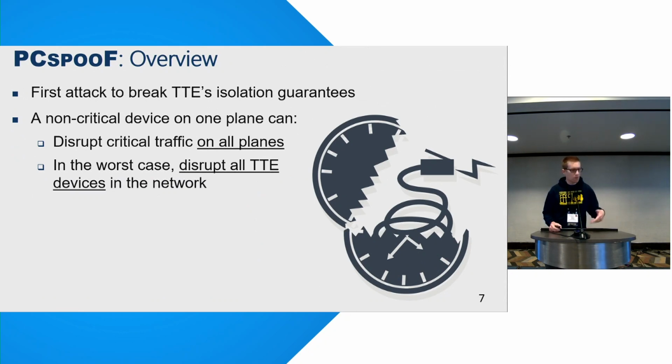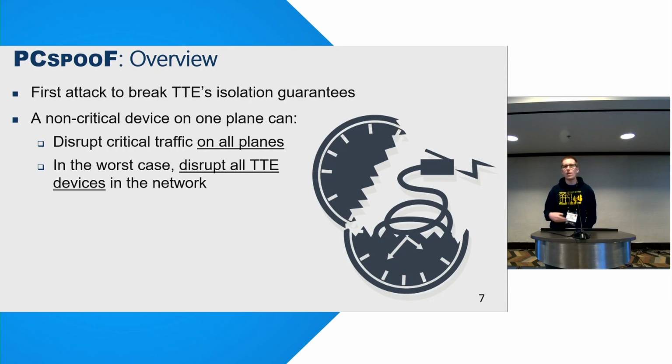So in this work, which we call PCspooF, for protocol control frame spoofing, we introduced the first attack that's actually able to break these isolation guarantees of TTE, allowing just a single malicious non-critical device, which may be connected to just one of TTE's many redundant network planes, to actually disrupt critical traffic on all of the planes. And in the worst case, a single successful attack can actually disrupt all of the critical TTE devices in the entire network, regardless of where they're located.